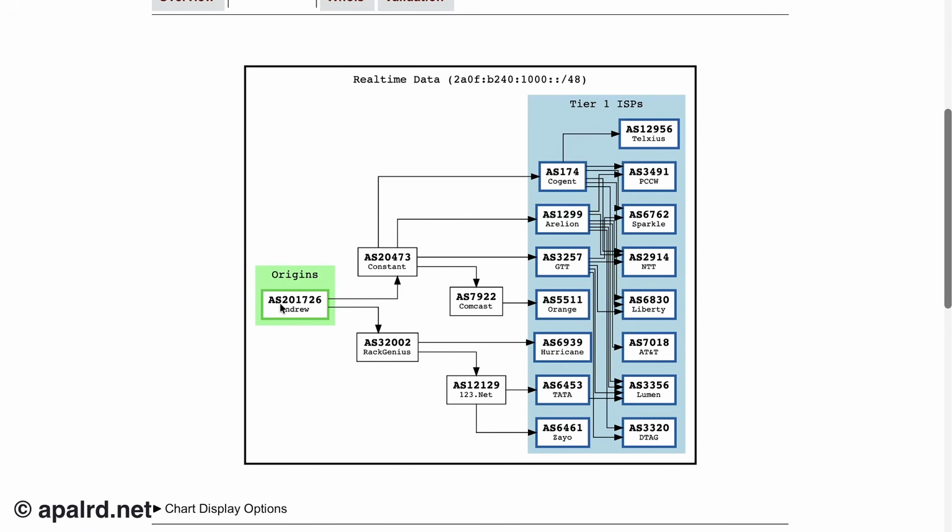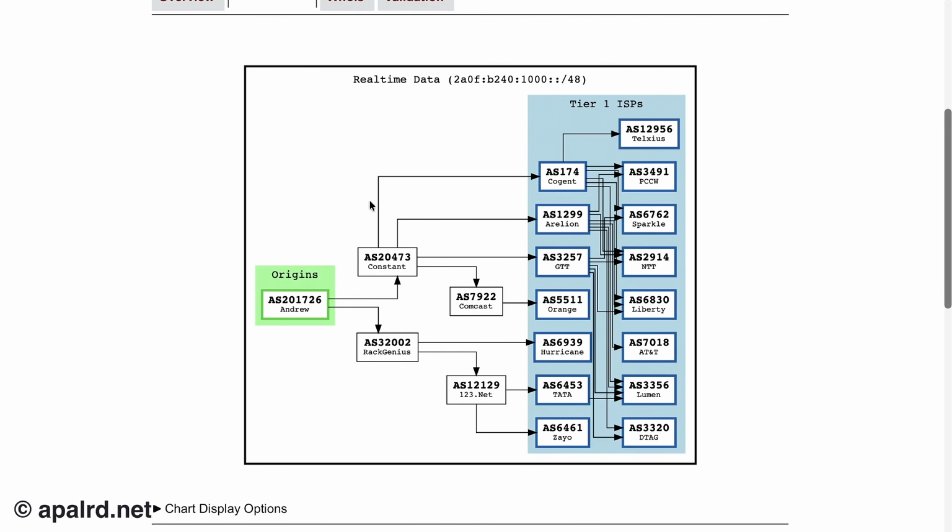I am the origin here, AS201726. I'm advertising to my two upstreams. So 32002 is RackGenius in Grand Rapids, and then 20473, that's Vultr. They show up as constant. And so this shows how it propagates to their upstreams.